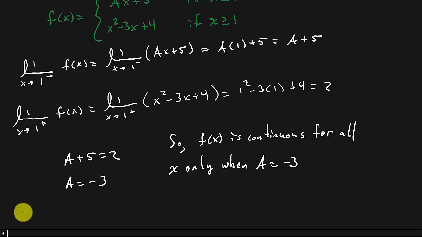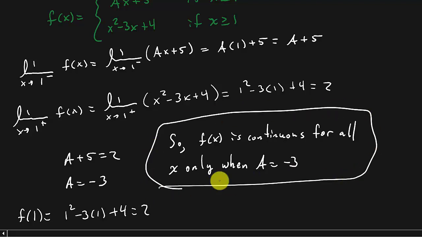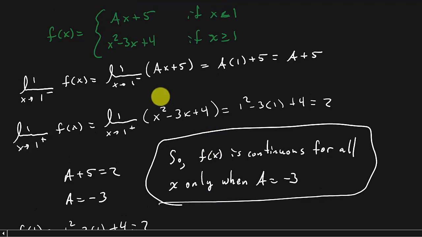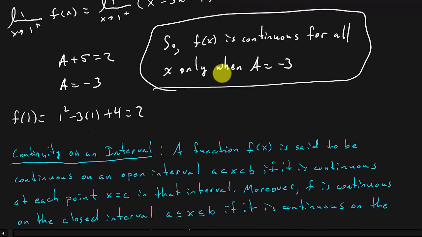And then we can also show that f of 1, if we remember, has to equal the limit. If we do f of 1, that's 1 squared minus 3 times 1 plus 4, which equals 2. So it satisfies everything there. Okay, that's what you want to know. So you'll do the limit from the left, the limit from the right, and you'll have to set those equal to each other.